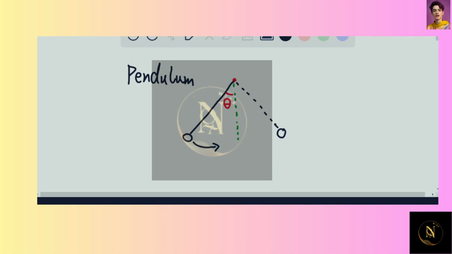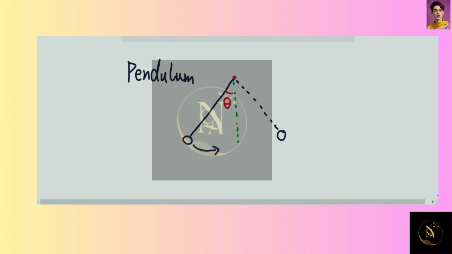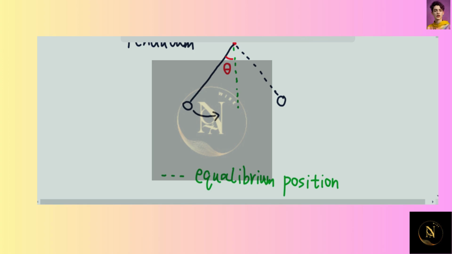Okay, so this is the motion for the pendulum. It will swing back and forth, and it should be angle theta here. The equilibrium position for the pendulum motion should be the green dash here, okay? Which means that is when the angle theta becomes 0. So let's say theta equals 0.